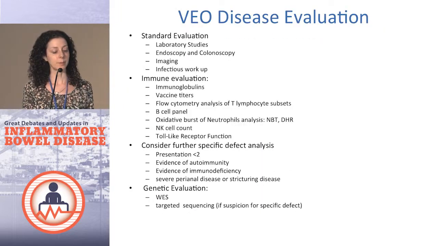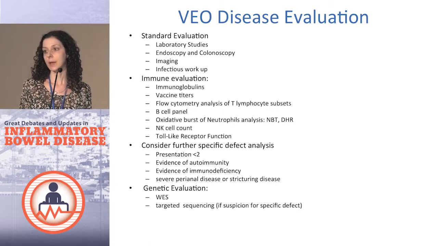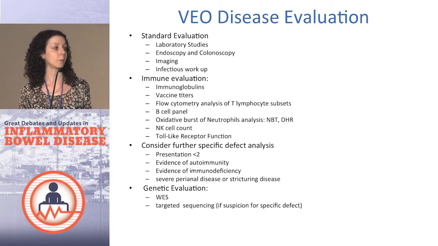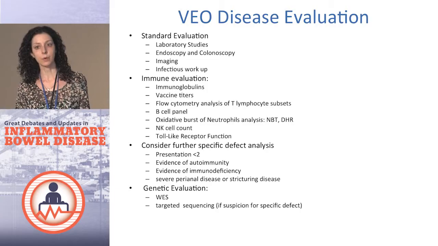So in general, when you see a patient who has early onset IBD, you still do your standard workup, you still do your labs, infectious rule out, imaging, and upper and lower colonoscopy. But then you really need to look at the immune profile of these children because your therapy will be dependent upon what you find. So you look for their immunoglobulin production, vaccine profile, you look at the T and B cell subsets, as well as CGD analysis with a DHR or NBT.